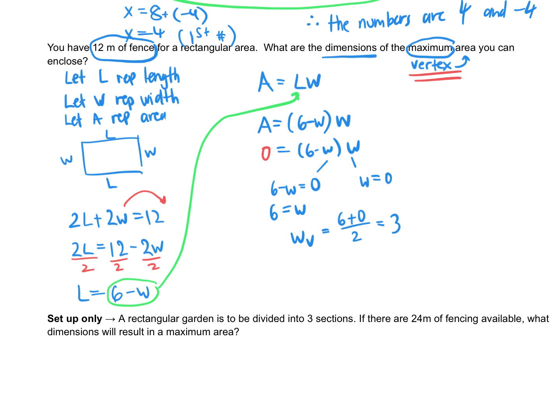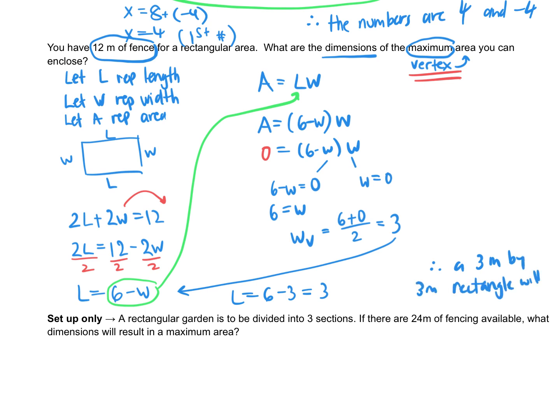Again, I don't actually care what the maximum area is because it didn't ask for it, so I'm not going to plug into the area equation. I'm going to go into my length equation. And 6 minus 3 is 3. So therefore, a 3 meter by 3 meter rectangle will maximize area.